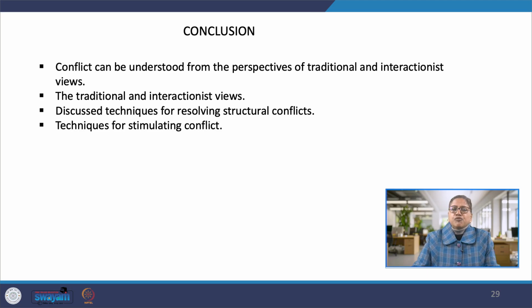Conflict can be understood from the perspectives of traditional and interactionist views. Traditional views cite that all conflict is bad. The interactionist view proposes conflict as necessary for innovation and change because it brings in diverse perspectives, and a moderate amount of conflict is always good to bring in new thoughts, new ideas. We have discussed structural conflict and techniques to stimulate structural conflict.